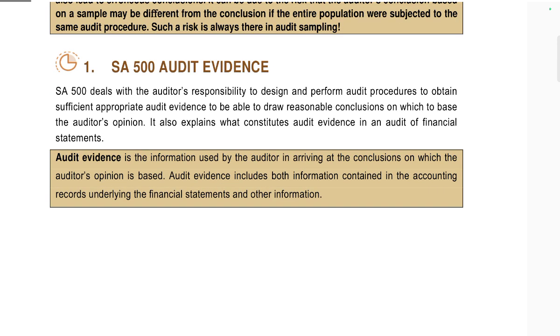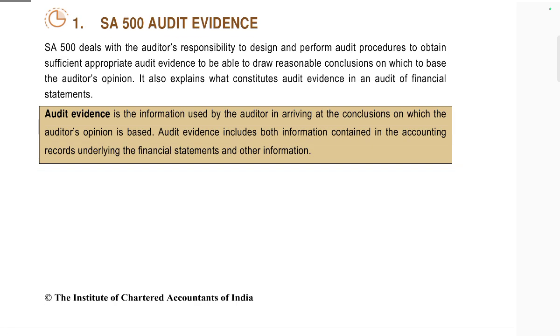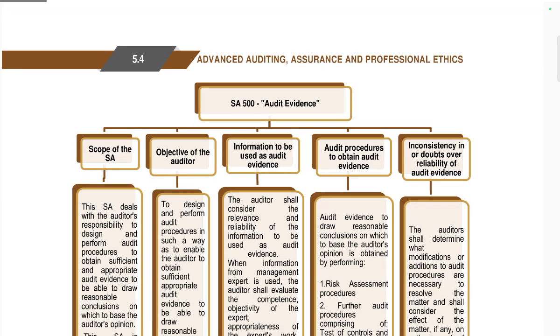SA 500, Audit Evidence. SA 500 deals with the auditor's responsibility to design and perform audit procedures to obtain sufficient appropriate audit evidence, to be able to draw reasonable conclusions on which to base the auditor's opinion. It also examines what constitutes audit evidence in an audit of financial statements. Audit evidence is the information used by the auditor in arriving at the conclusion on which the auditor's opinion is based. Audit evidence includes both information contained in the accounting records underlying the financial statements, and other information.